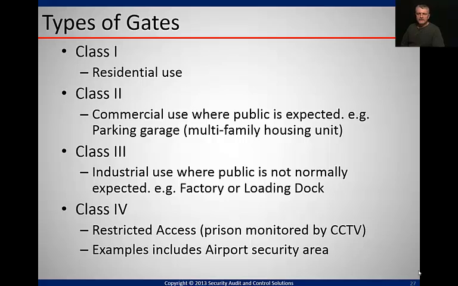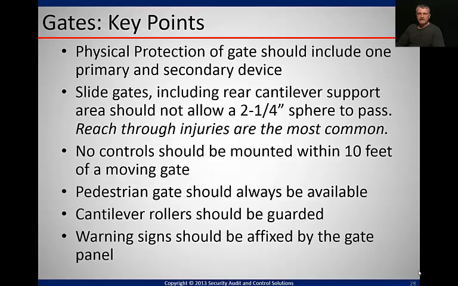Now, when we look at gates as well, there's 4 types of gates that you need to consider. There's a class 1, which is least secure, which is residential use. We have class 2, which is commercial use where public is expected. Example, a parking garage or a multi-family housing unit. We have class 3, which is industrial use where public is not normally expected, such as a factory or loading dock. And finally, the most secure, which is class 4, restricted access, such as a prison monitored by closed-circuit TV, or even airport security areas as well.